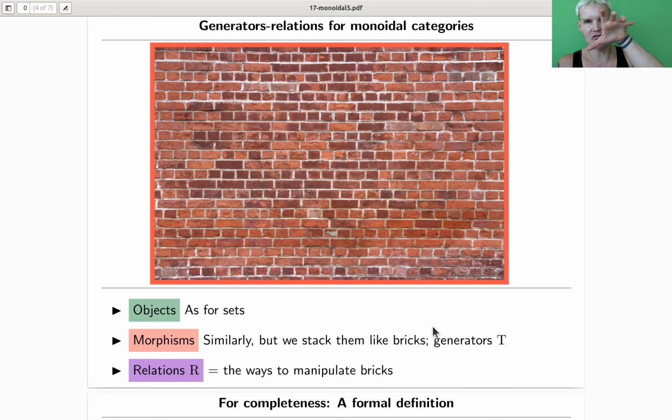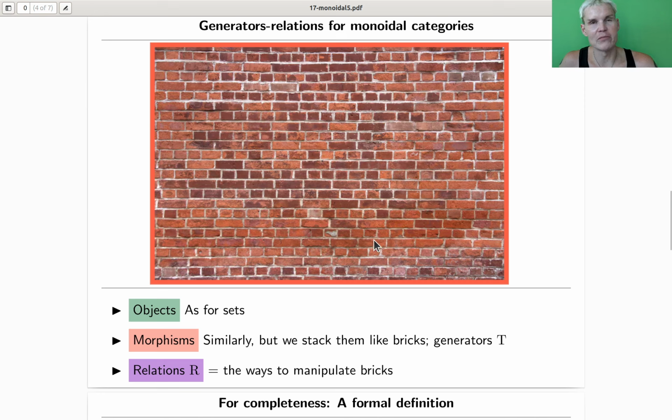So for objects, you just have your pearl game. And for morphisms, you have your brick game, and you have relations on bricks, right? So you can have whatever. If you have five bricks stacked in a certain pattern, then you can maybe make them three bricks stacked together in a different pattern. Something like that. I'll show you relations in a second. So that's how I think about monoidal categories.